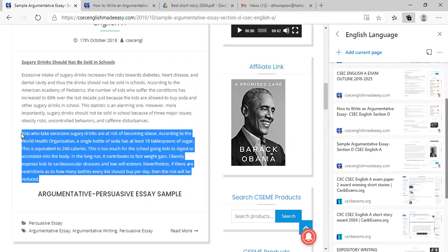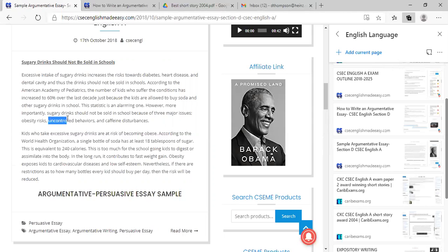So, taking this formula, you're going to now write a paragraph on uncontrolled behaviors for me, because this paragraph was about obesity risk. Let's dissect how exactly you write it. The first sentence talks about who has uncontrolled behaviors. Kids who take sugary drinks run the risk of becoming hyperactive and having uncontrolled behaviors, something of that sort.